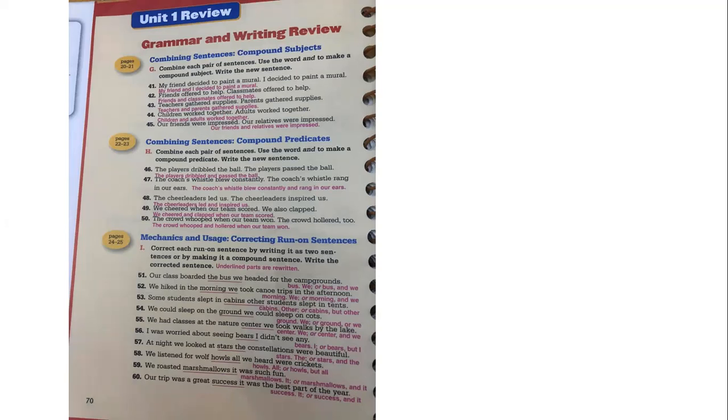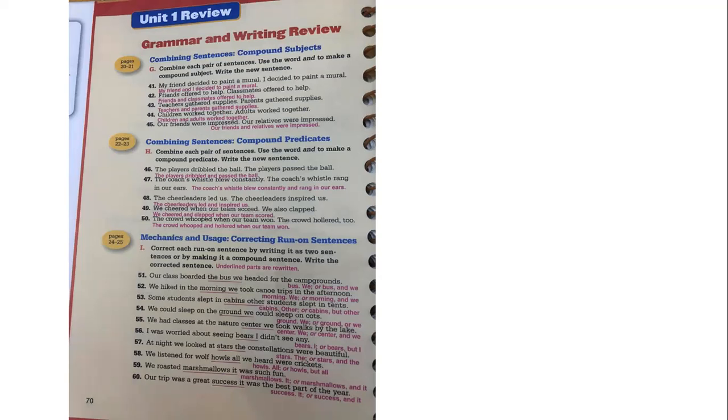And finally, guys, correcting run-on sentences. When we have a run-on sentence, there are two ways to fix it. Either we write it as two sentences, so with a period, and then we start a new sentence, or we make a compound sentence. What is a compound sentence? A sentence in which two sentences are combined with comma and, comma or, comma but.